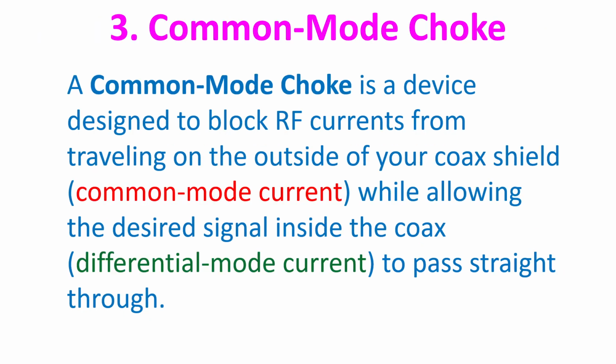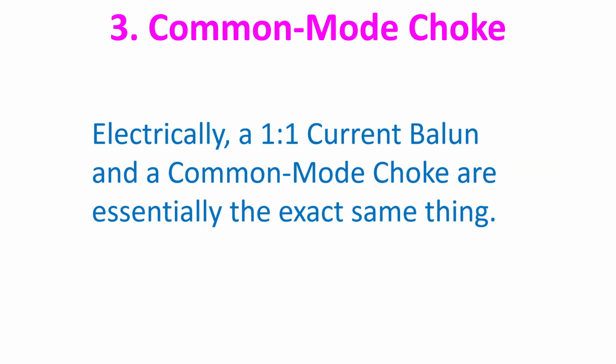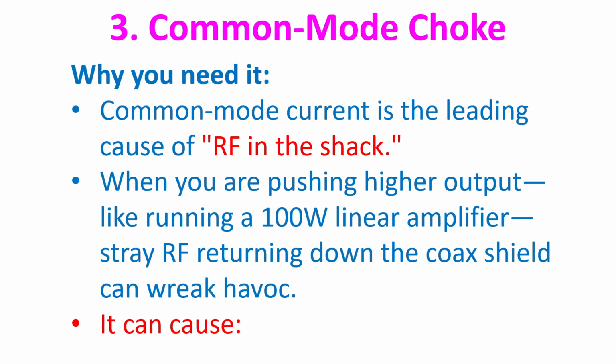A common mode choke is a device designed to block RF currents from traveling on the outside of your coax shield, that is a common mode current, while allowing the desired signal inside the coax, that is differential mode current, to pass straight through. Electrically, a 1:1 current balun and a common mode choke are essentially the exact same thing. Why do you need a common mode choke? Common mode current is the leading cause of RF in the shack.